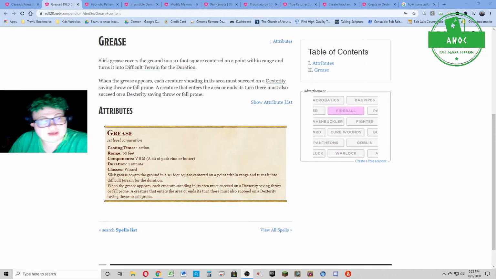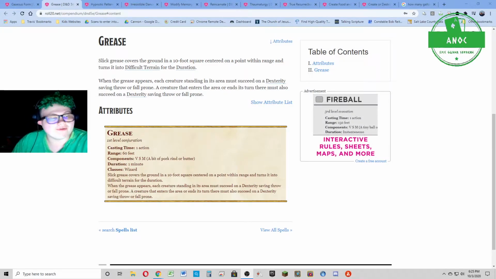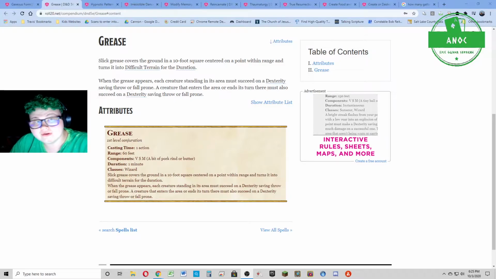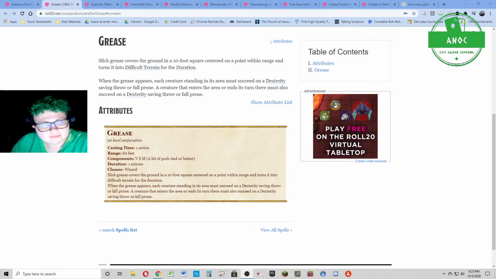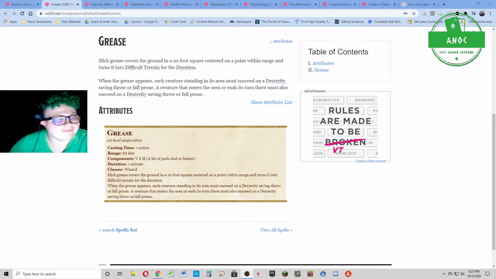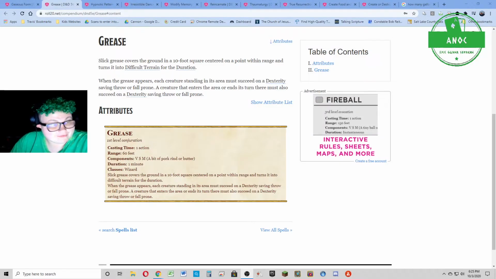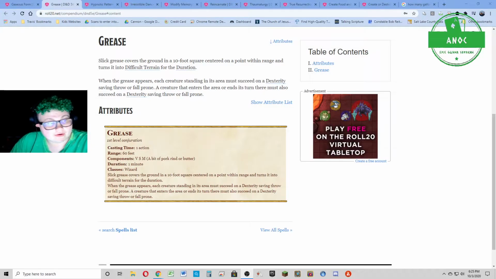Next up, we have grease. Now, almost no one ever takes grease, and it's because it's a dumb spell. But grease is a first level conjuration spell. Casting time is 1 action, range 60 feet. Components are visual, somatic, and material. The materials are a bit of pork rind or butter, and the duration is 1 minute.